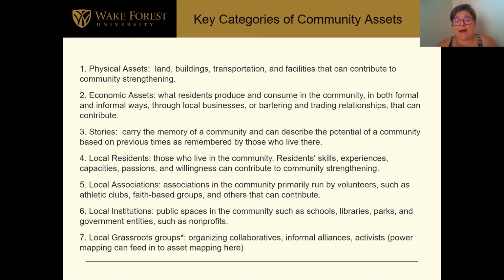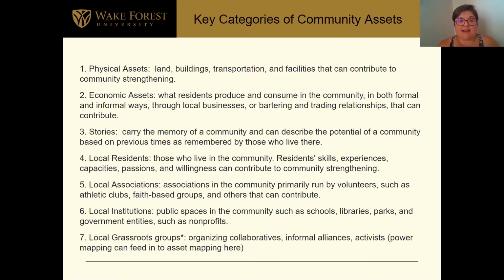Stories are considered a key asset in asset-based community development, and I know you've already talked a lot about how that can manifest in the humanities, because they carry the memory of a community, and they can describe the potential of a community based off of what folks who live there remember.